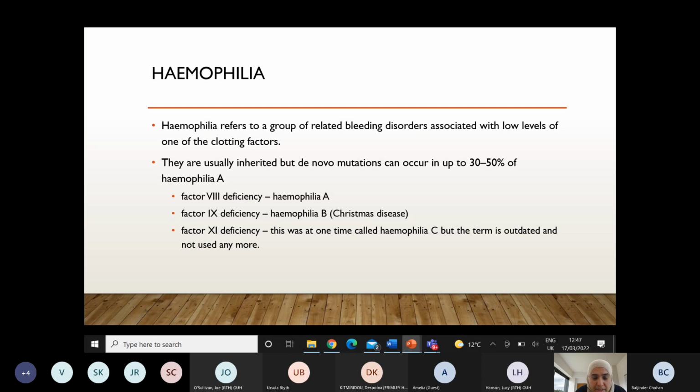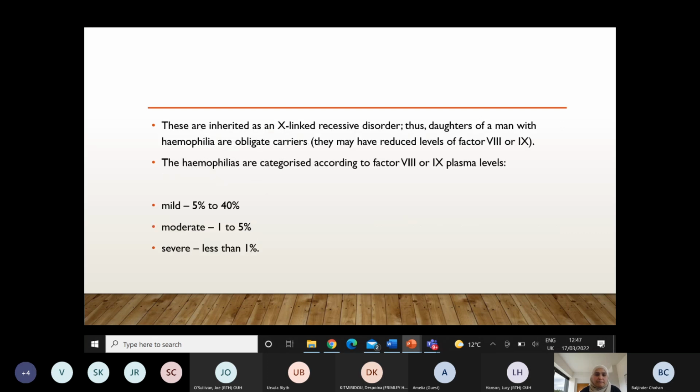The first two, A and B, are X-linked, as most of us know, but we have to remember that with hemophilia A it is common to have de novo mutations, new mutations as well. They are quite common, 30 to 50% of hemophilia cases are just a new mutation. But otherwise, they are X-linked recessive diseases. And factor 11 deficiency is autosomal recessive. Right, so that's what we have learned.